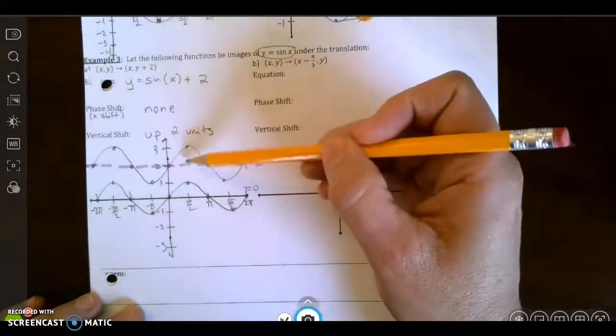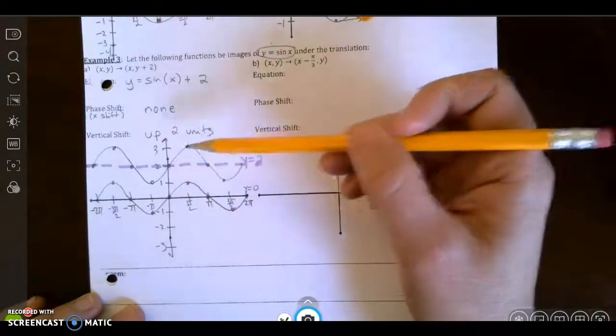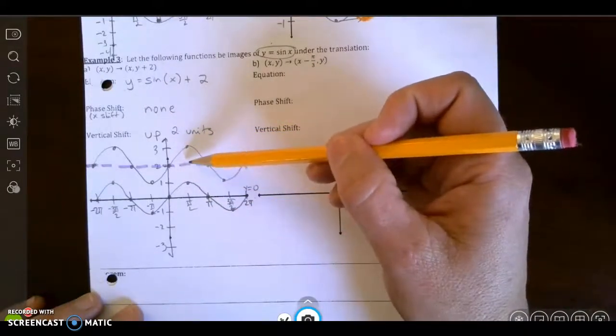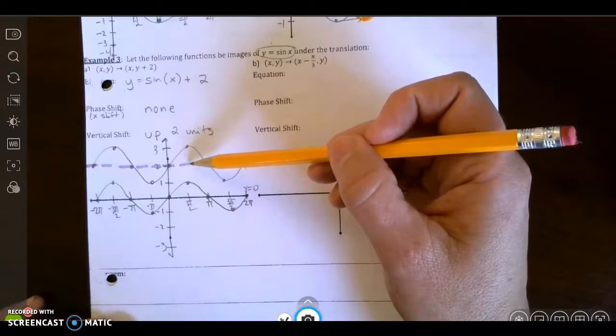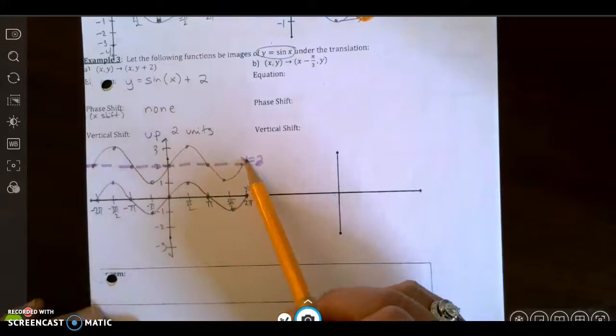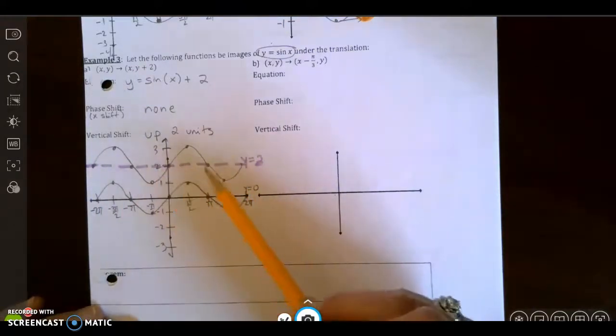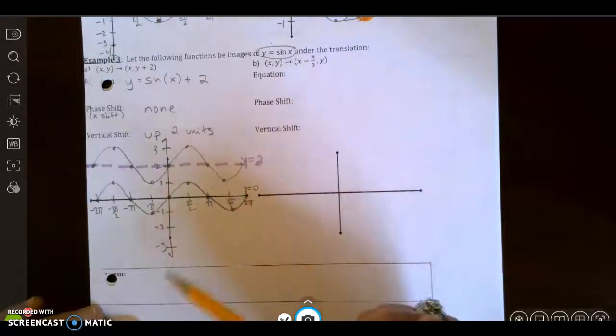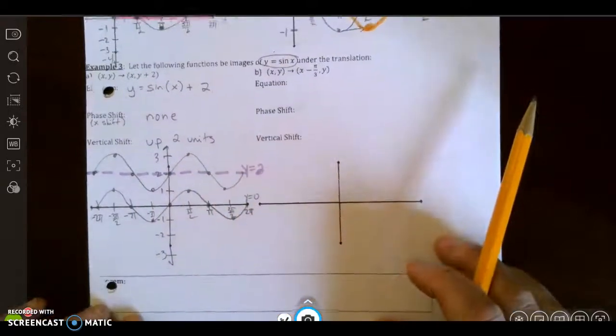Notice it's 1 above and 1 below, just like it should be. This is really important for when we have to start writing equations based on graphs. That's why I need you to get in the habit of drawing the axis as well as being able to find the axis given a graph. All right, let's go on to letter B.